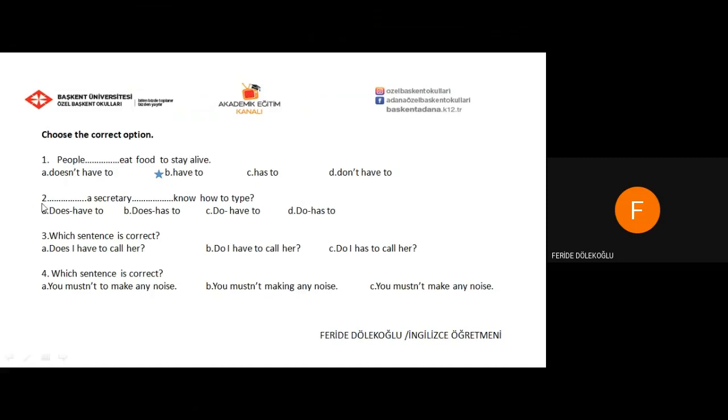Number two. Now you see a question form, and the subject is a secretary. So we can't use C or D. Now, remember the rule. In the question form, we don't use has to. The answer is A. Does a secretary have to know how to type?